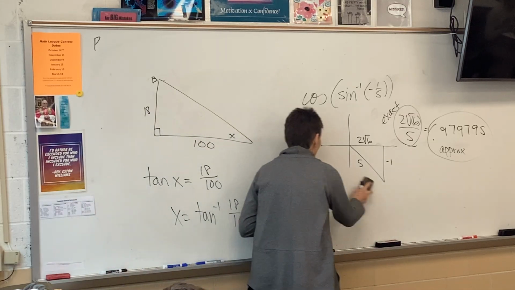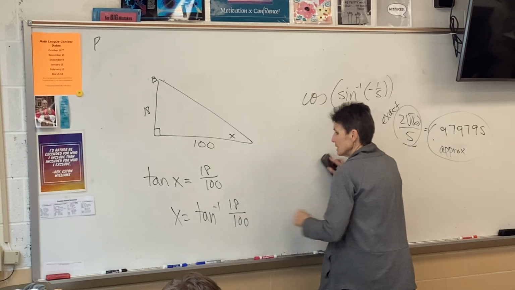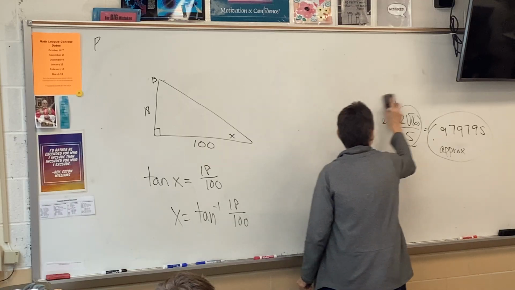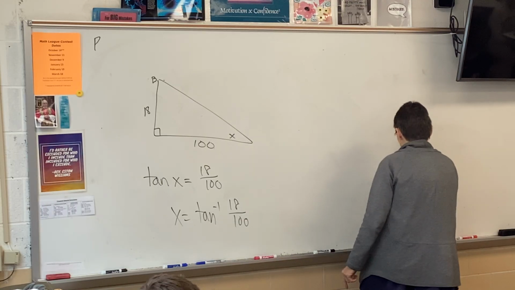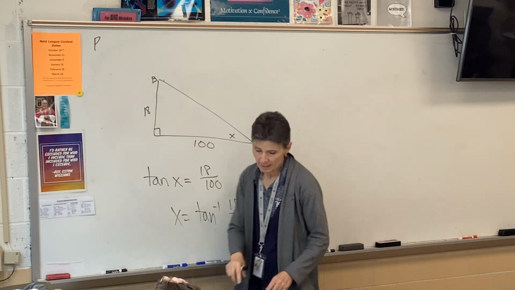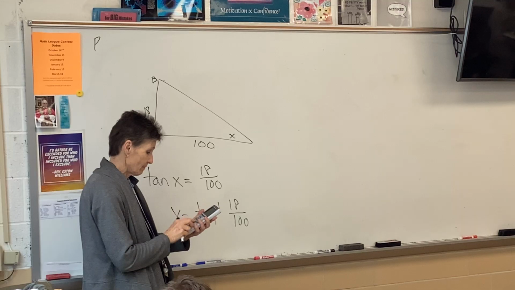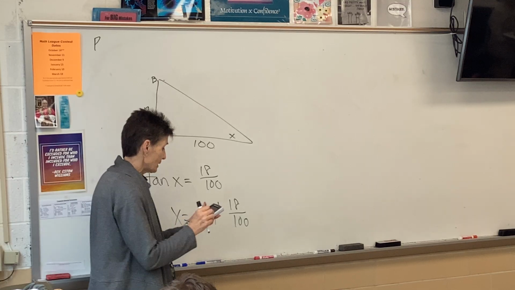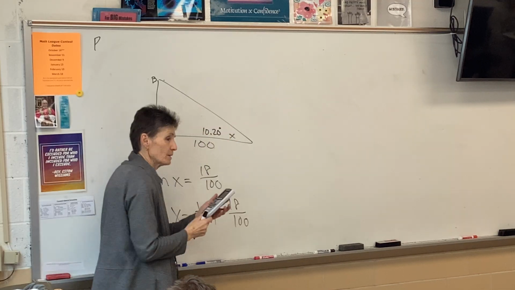If you are looking for the angle, you must use your inverse functions. Do not do any math. Just go straight to the calculator and inverse it. And what do we got? Inverse tangent, 18 divided by 100. Did you get 10.20? And that would be degrees.